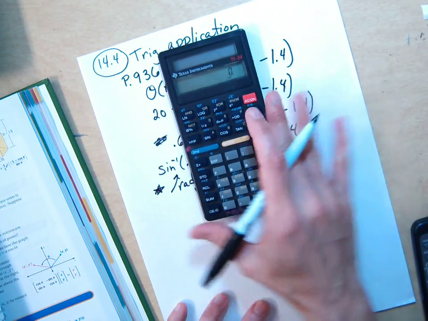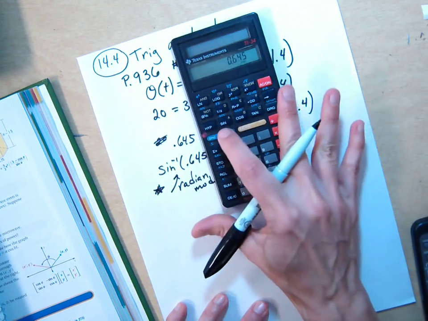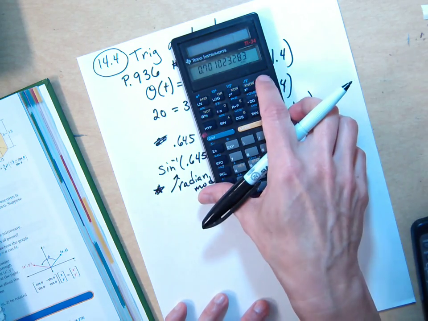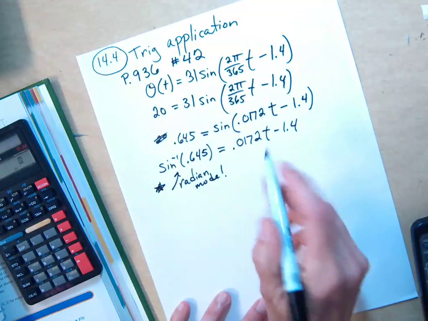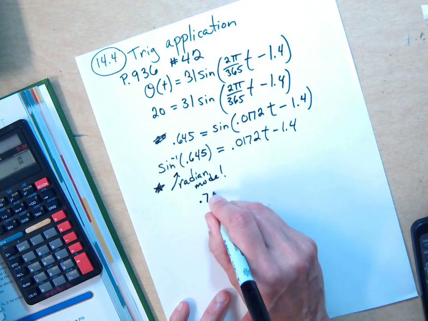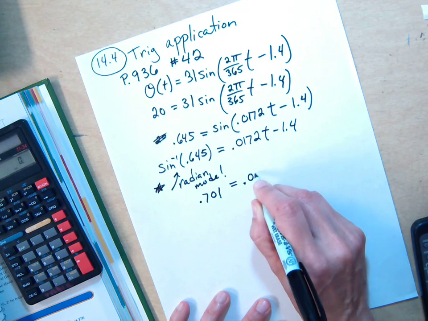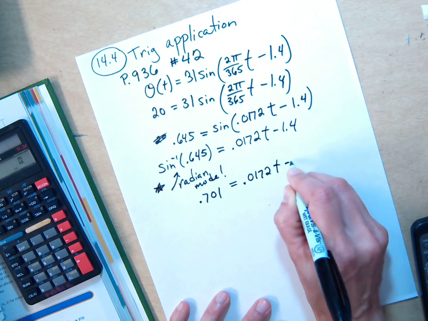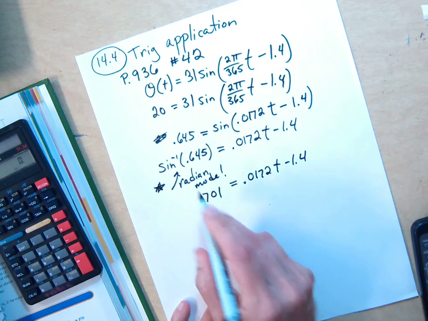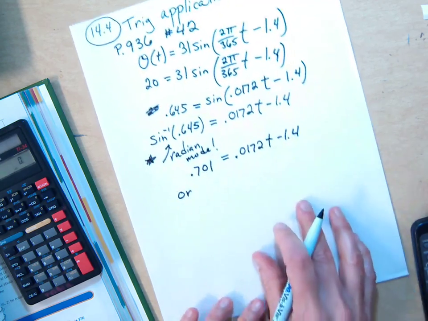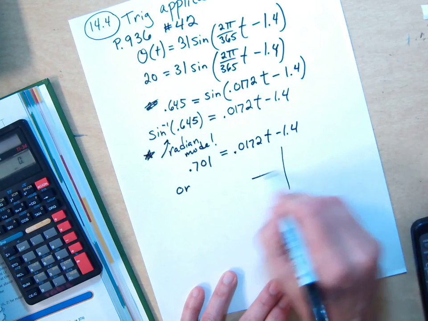I just switched it. I'm going to type in 0.645, do inverse sine, and I get 0.701. So I get 0.701 equals 0.0172t minus 1.4. Now the problem is there's another answer. So I'm going to put or, and I have to draw a picture to find that other answer.